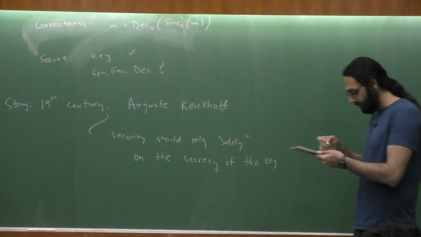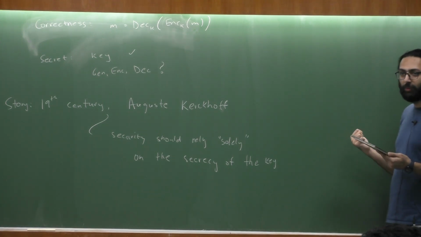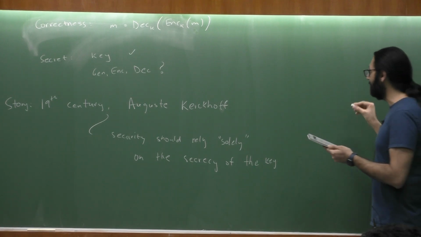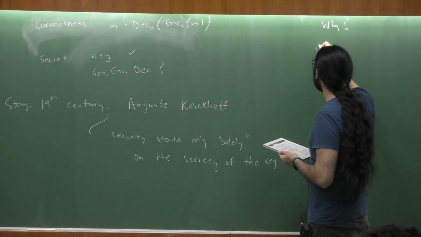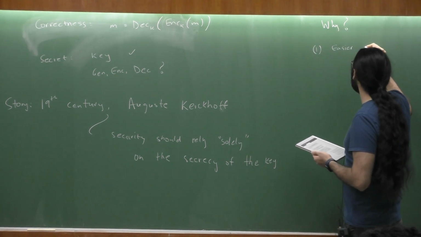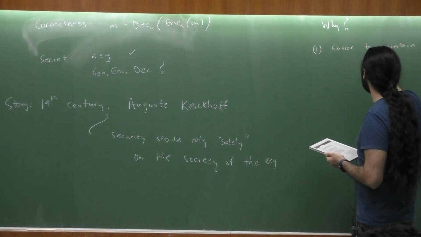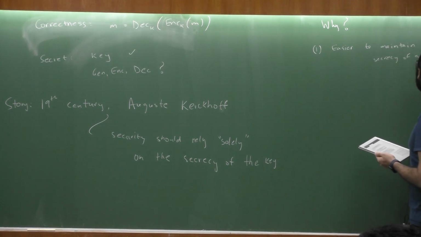Okay. And why is that, right? So why do you think that's a good idea, or why do we think that's a good idea? So the first argument is that it's easier to maintain secrecy of a small key, compared to the description of the algorithm, which could be much more involved.